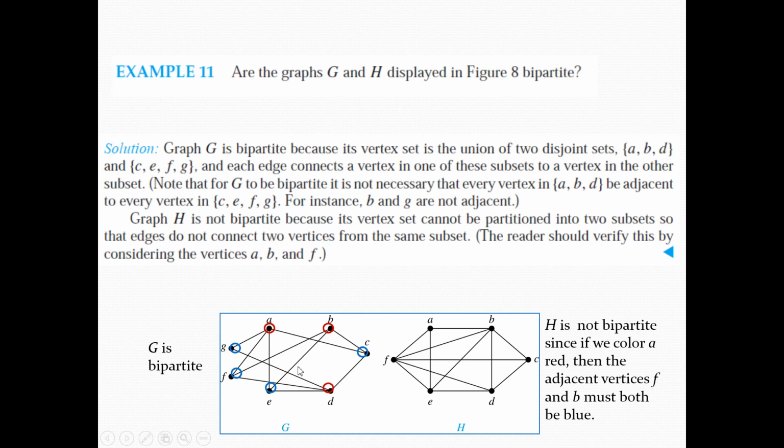There is the graph G, this is the graph H, and the question here is whether graphs G and H displayed in this figure are bipartite or not. So let's see. Graph G is bipartite because its vertex set is the union of two disjoint sets. A, B, and C are not connected with each other. Similarly, we can find E, F, and G. They are not connected with each other. So C, E, F, G are in blue color, and A, B, D are in red color.